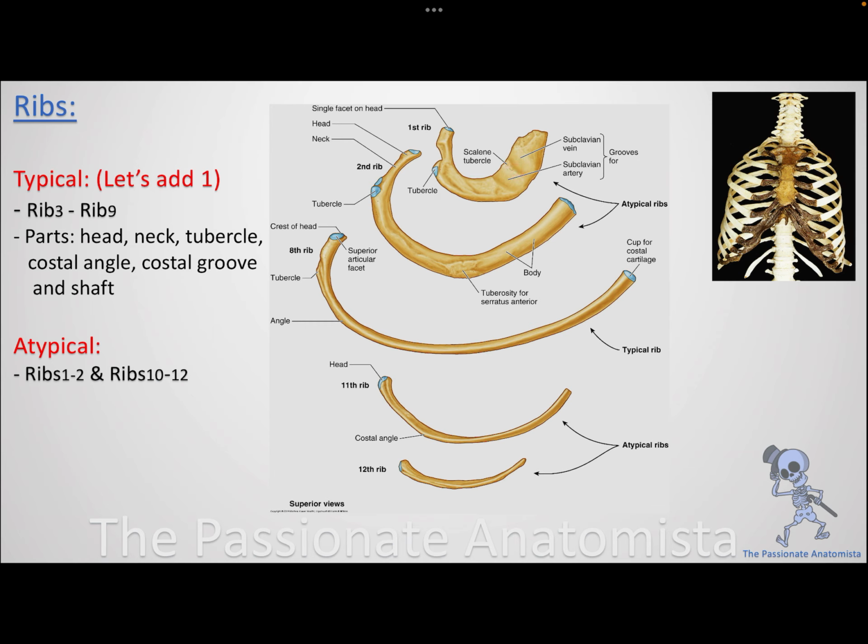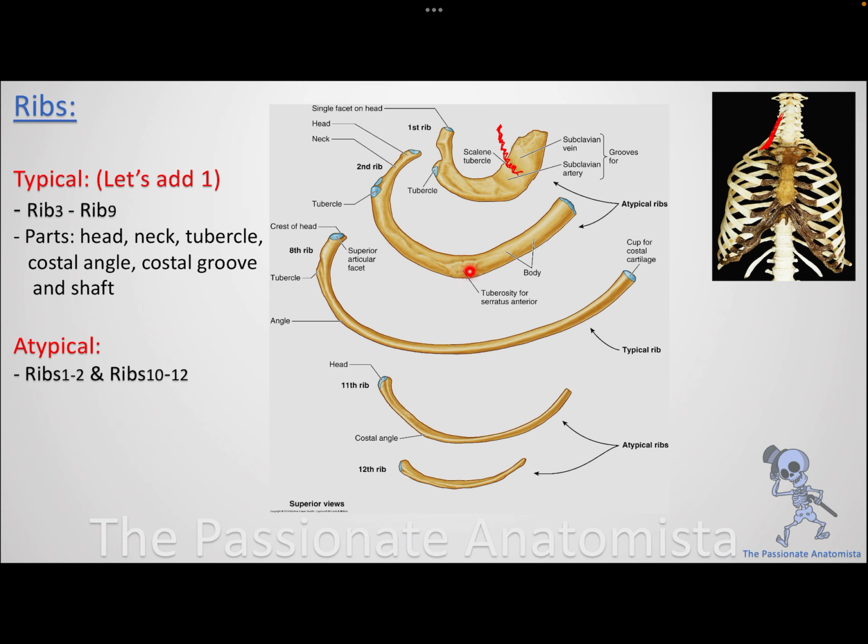So the scalenus anterior muscle comes all the way from the cervical spine, and it gets attached to the first rib at the scalene tubercle, and this is what separates the impression of the subclavian vein and subclavian artery. Now, what about the second rib? The second rib has the same idea. It has superior and inferior surfaces, but it's longer, twice the length of the first rib. And what makes it different and atypical is it has a tuberosity for the serratus anterior muscle.